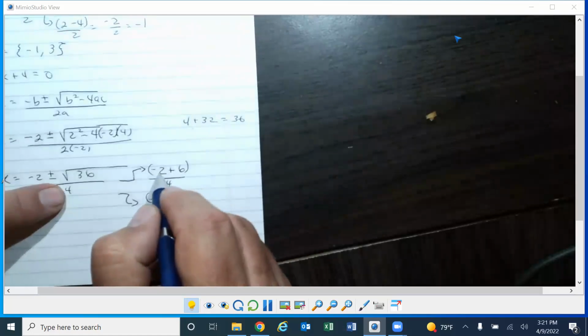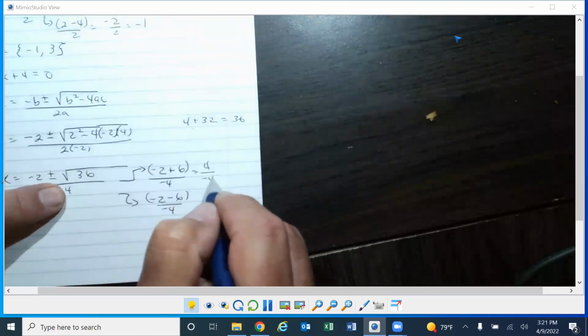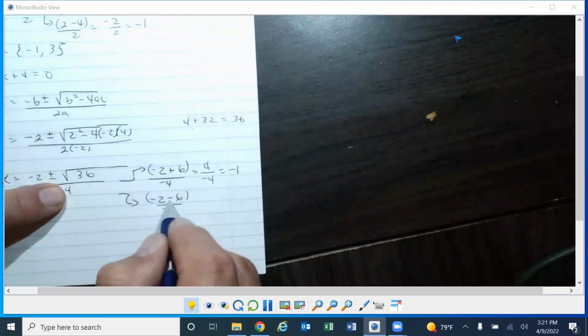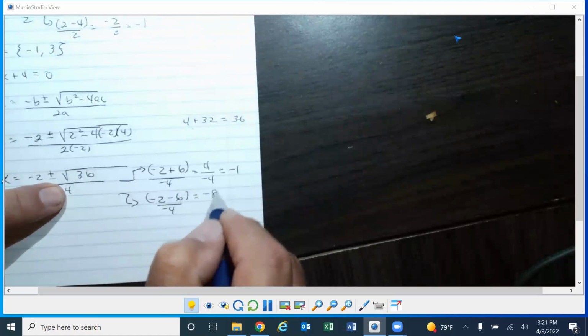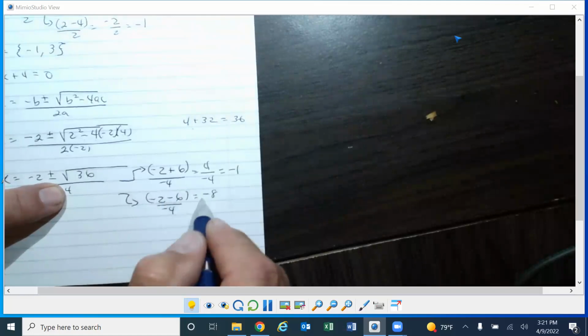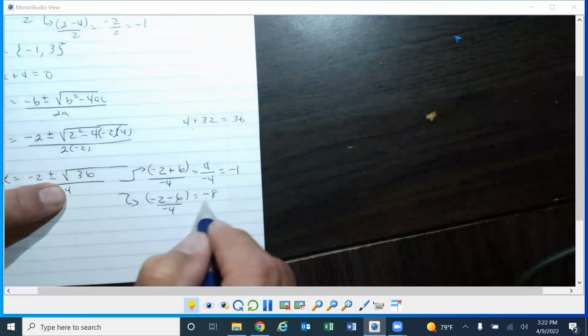This is going to be -2 plus 6, which is 4. And you're dividing it by -4, which makes the answer -1. -2 and a -6 makes a -8. Now be careful, it's not two negatives make a positive. You're adding and subtracting, not multiplying. So it's like if you borrow $2 and you borrow 6 more, you actually owe $8.